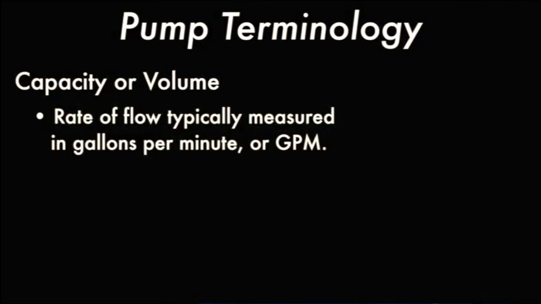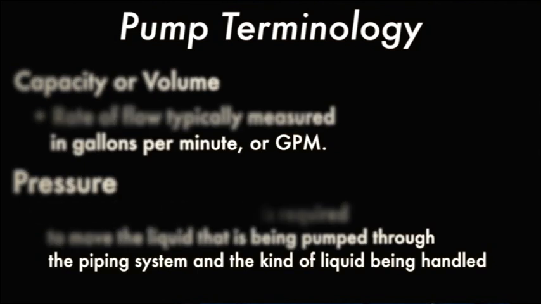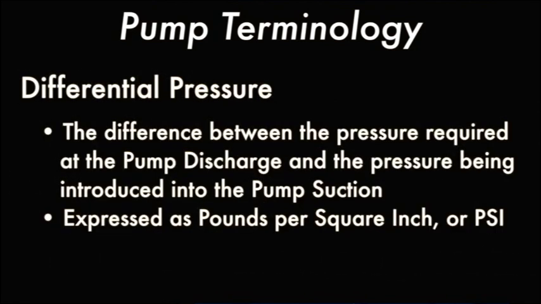Understanding the pump terminology helps to select the best performing Continental progressive cavity pump to fit your needs. Here are a few things you should know. The capacity or volume is the rate of flow, typically measured in gallons per minute or GPM. Pressure is determined by how much is required to move the liquid that is being pumped through the piping system and the kind of liquid that is being handled. The difference between the pressure required at the pump discharge and the pressure being introduced into the pump suction is the differential pressure and is expressed in pounds per square inch, or PSI.